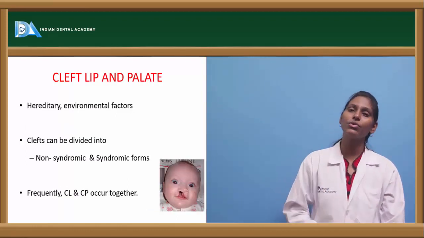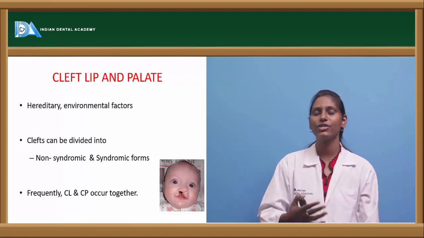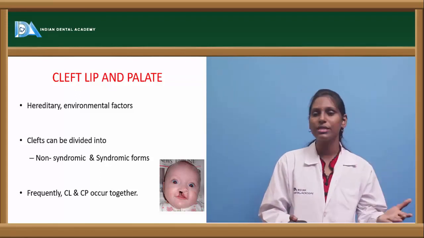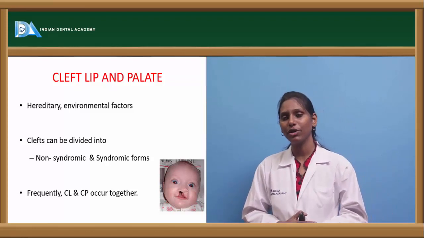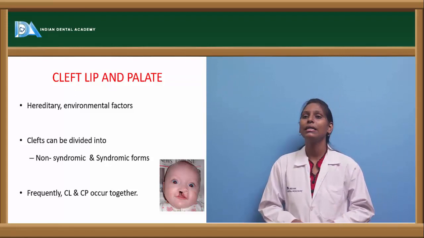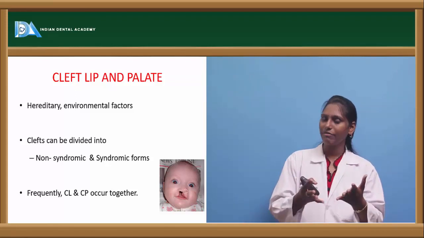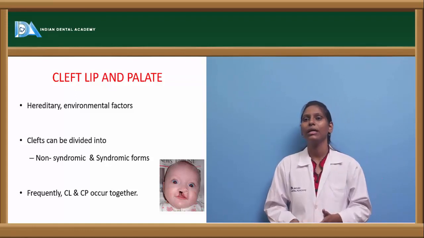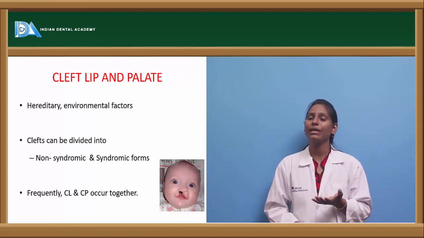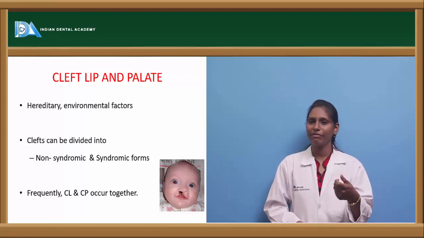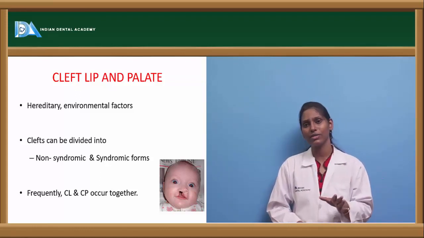The next condition, most commonly encountered, is cleft lip and cleft palate. It is usually associated with hereditary or environmental factors. Environmental factors include folic acid deficiency. Either cleft lip or cleft palate could be syndromic or non-syndromic. In non-syndromic cases, the patient will exhibit only a cleft lip or cleft palate, and will not have any other associated conditions.